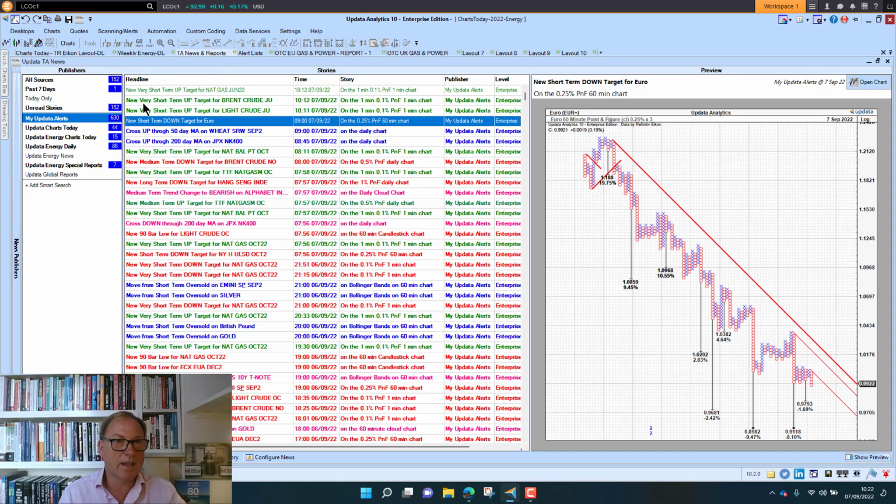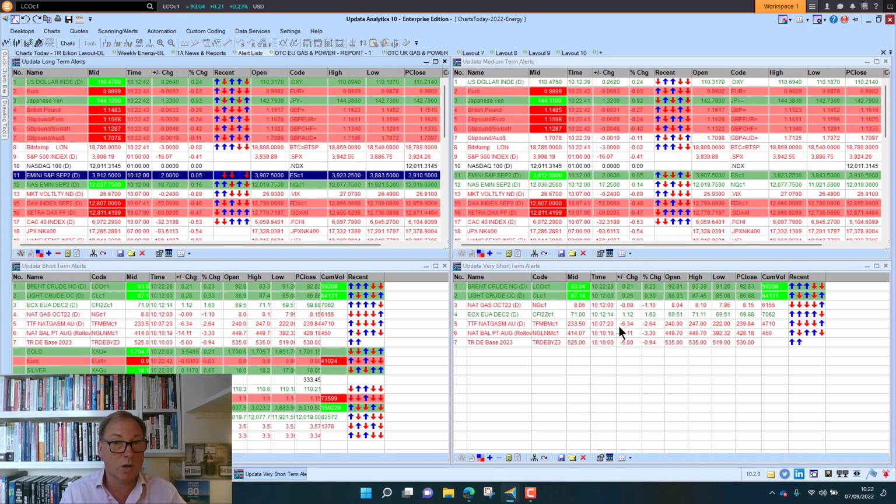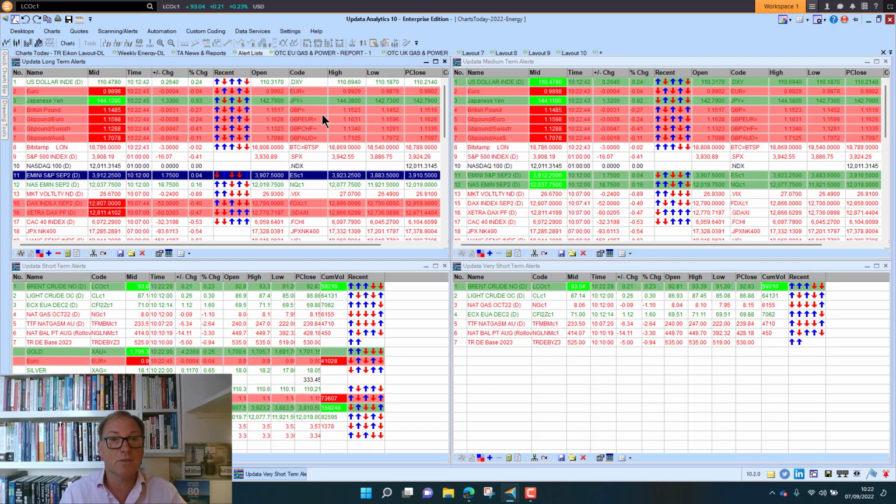So here I get very short term, and all you have to do is copy those across in the lists, and you will get those alerts. You can choose to add instruments from whichever service or source you have. It could be Trayport, could be Bloomberg, could be Icon, doesn't really matter where.